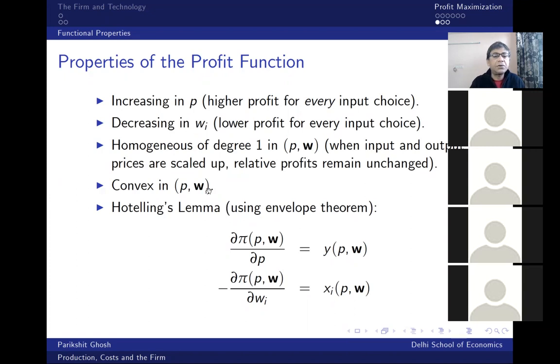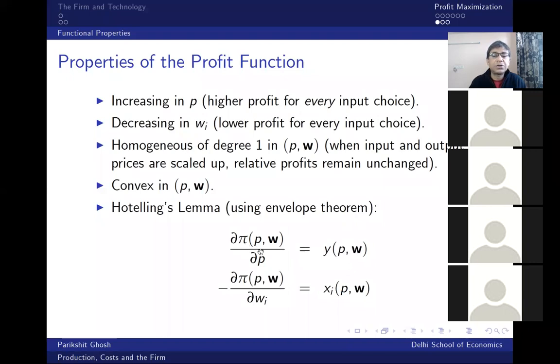Okay, so last two properties, and these are the important ones. The profit function is convex in the price vector. Okay. And Hotelling's lemma is similar to Roy's identity and Shepard's lemma that we discussed earlier. Hotelling's lemma gives us a connection between the value function of the profit maximization problem and its choice functions.